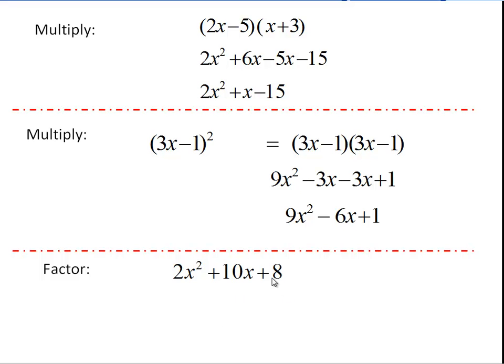Okay, factoring. You look to see if they have anything in common. They have the number 2, so I would take that out first. You're left with x squared. Take a 2 out of 10, you have 5. Take 2 out of 8, you have 4. Then x squared is x times x. And the number 4 is 4 times 1. And then 4 plus 1, when you do the inside 4x and the outside 1x, makes your 5x.